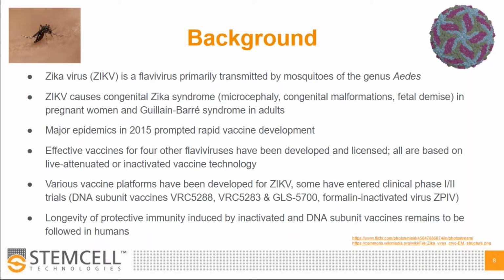There have been several vaccine platforms developed for Zika virus, and some have now entered clinical phase 1 and 2 trials. And these are the DNA subunit vaccines, VRC5288 and 5283, GLS 5700 and the formalin inactivated virus ZPIV. However, it still remains to be seen how long-lived the protective immunity induced by these inactivated and DNA subunit-based vaccines is.